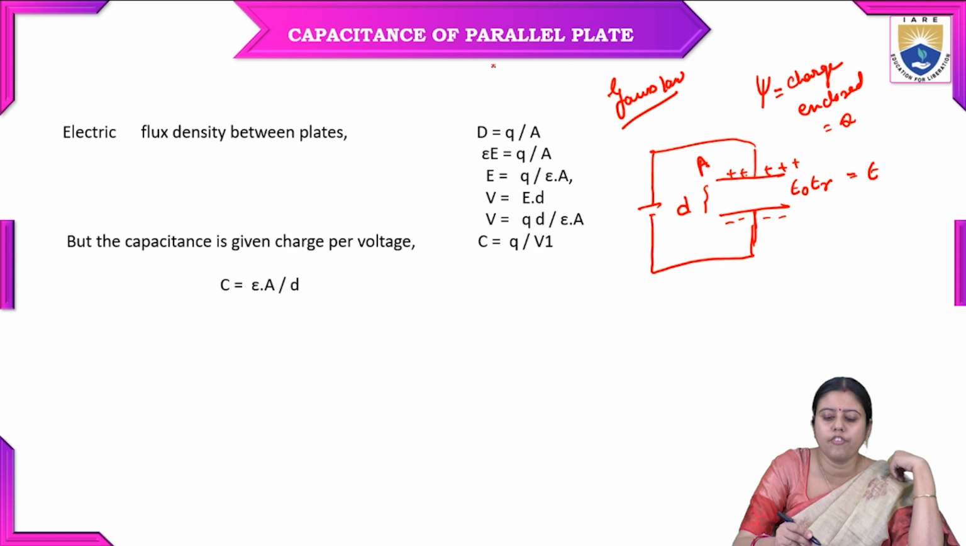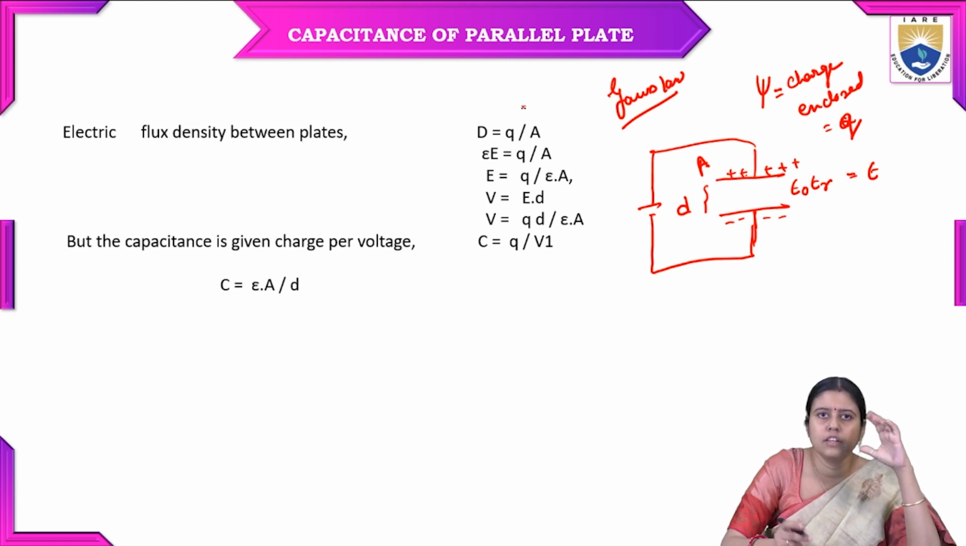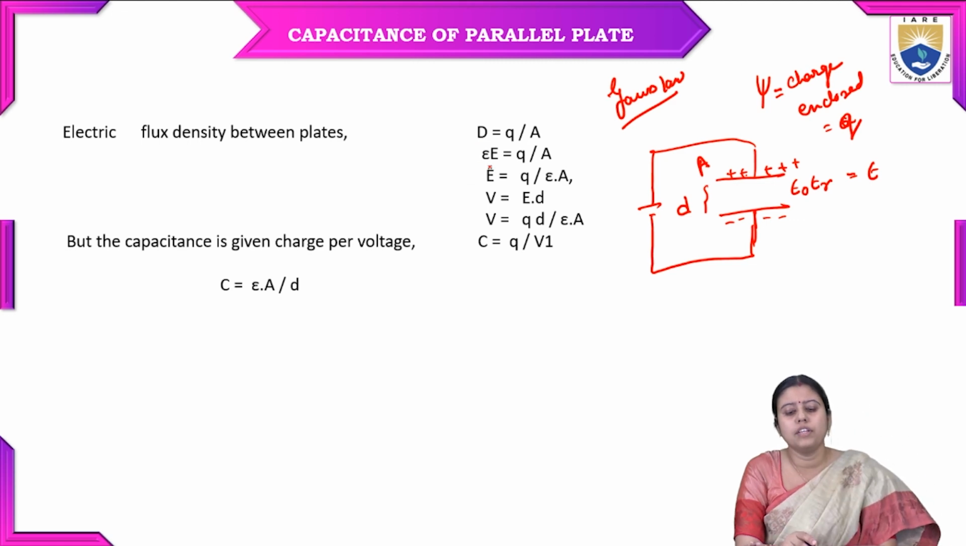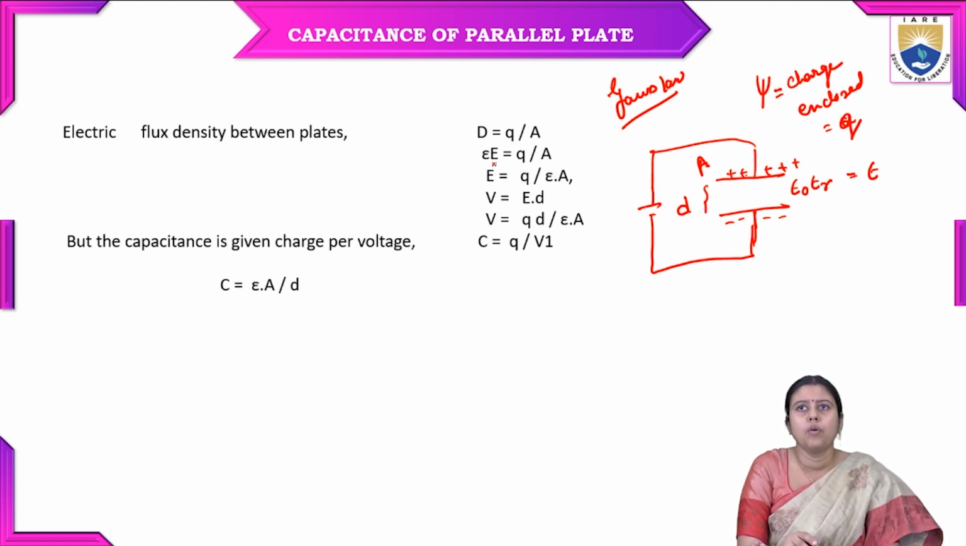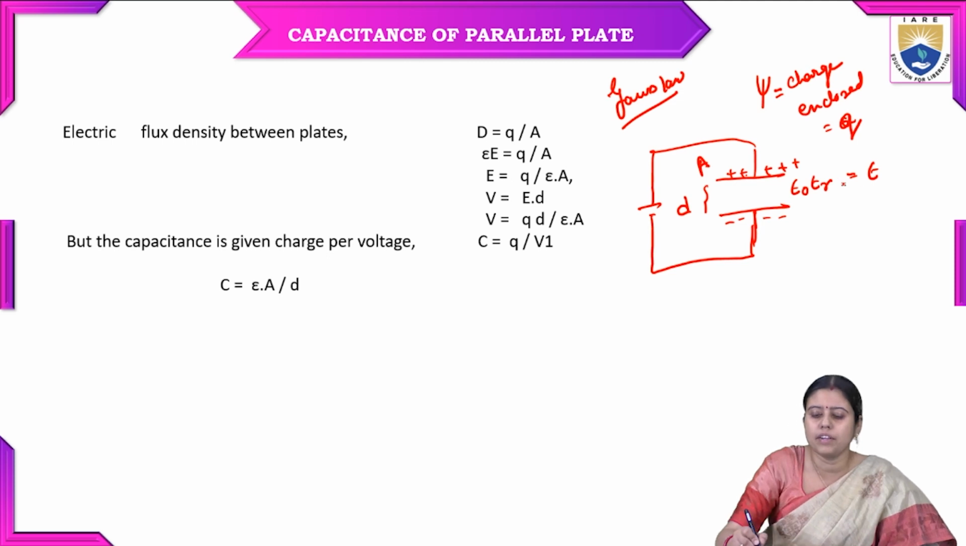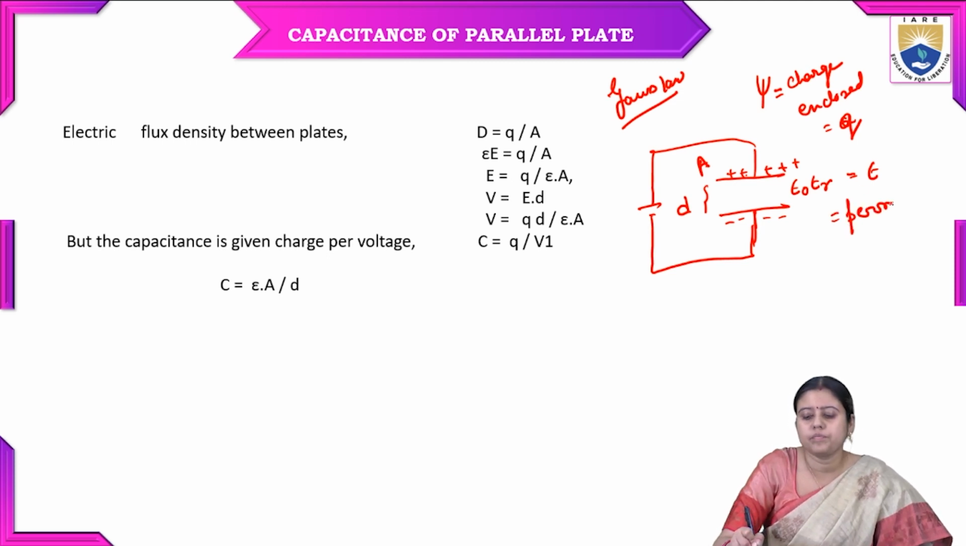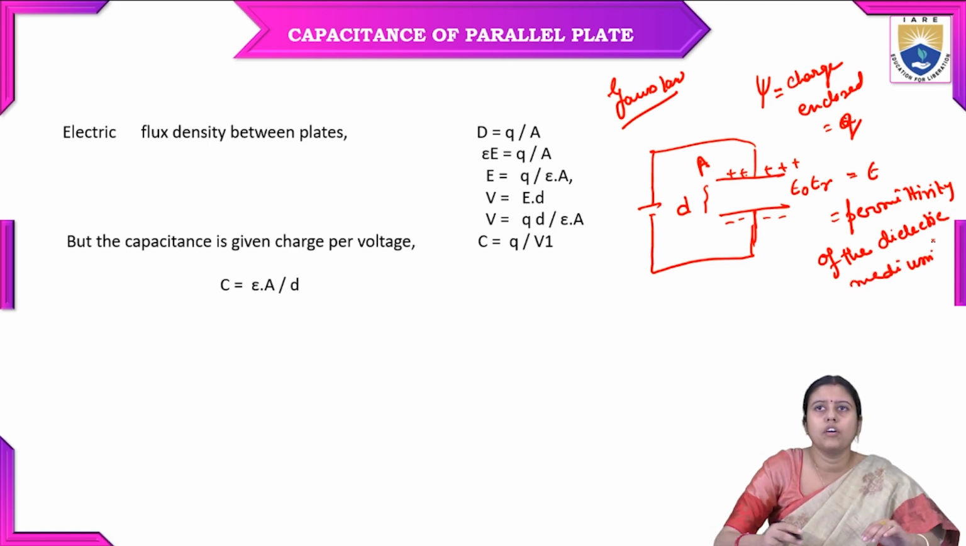So what is the electric flux density? Electric flux density D is equal to Q by A, where A is the surface area of each plate. We know D is equal to epsilon into E. What is epsilon? Epsilon is nothing but the permittivity of the dielectric medium. So we got E is equal to Q by epsilon into A.